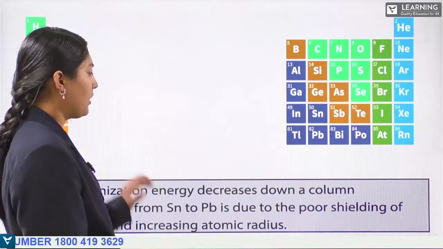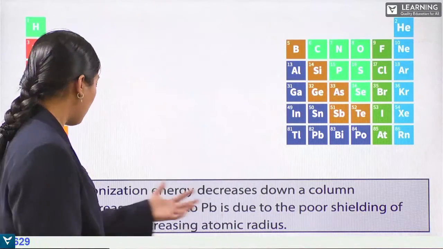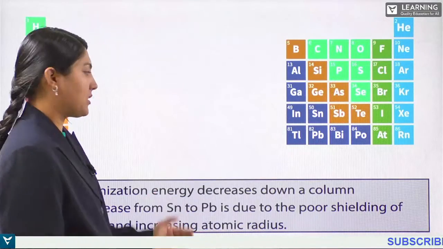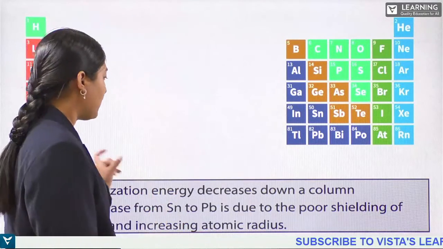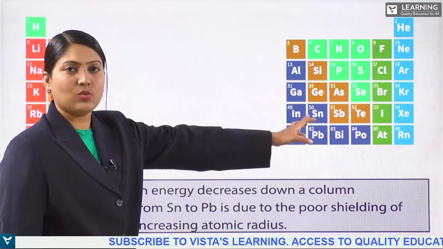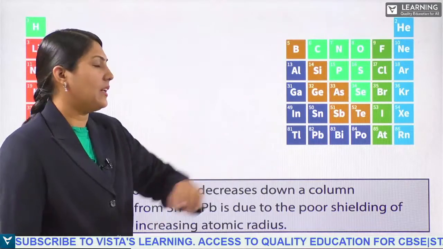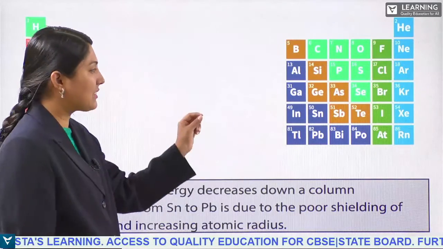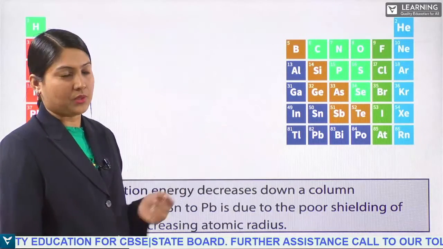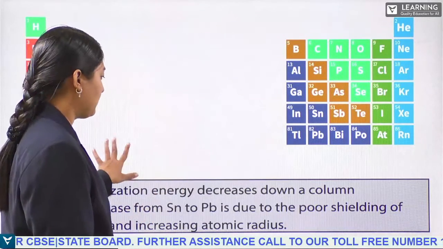So we were here speaking about the atomic radius. So what happens? As the radius increases, the ionization energy decreases. But the only exception is stannous and lead, because stannous will have 706, whereas lead will have 741. It slightly increases due to the presence of inner core electrons.